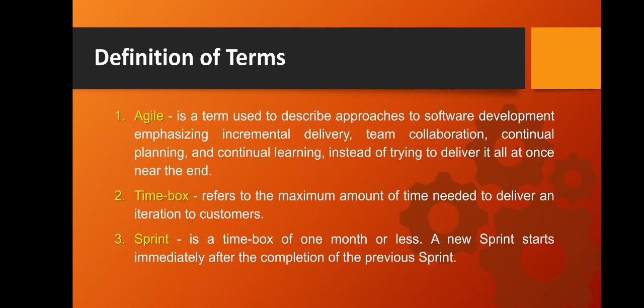The next term is time box. Now, time box refers to the maximum amount of time needed to deliver an iteration to customers. The third term is sprint. Sprint is a time box of 1 month or less. A new sprint starts immediately after the completion of the previous sprint.